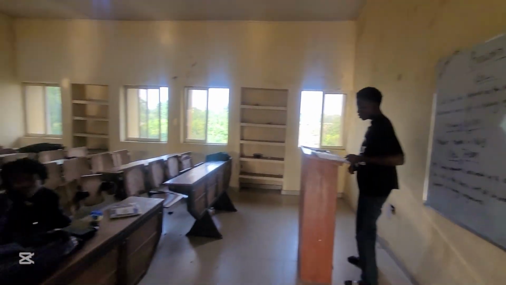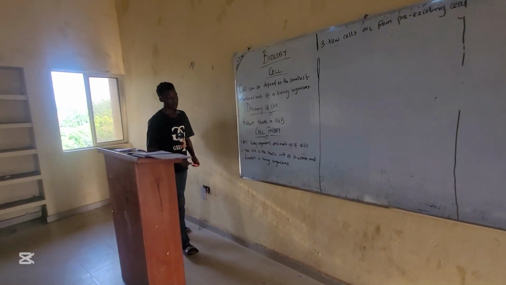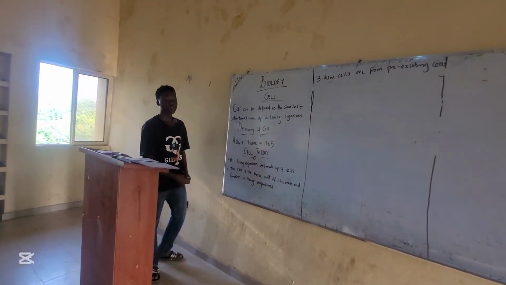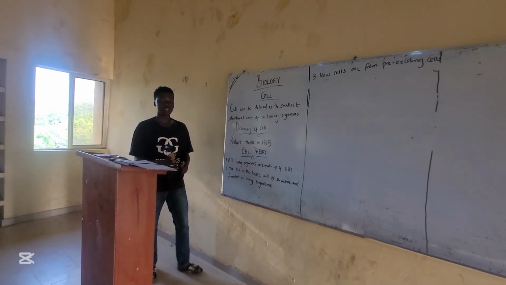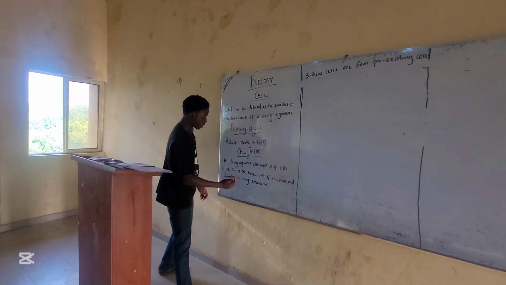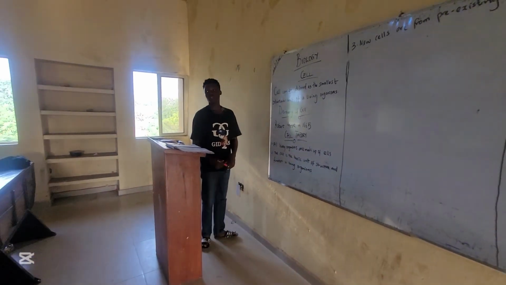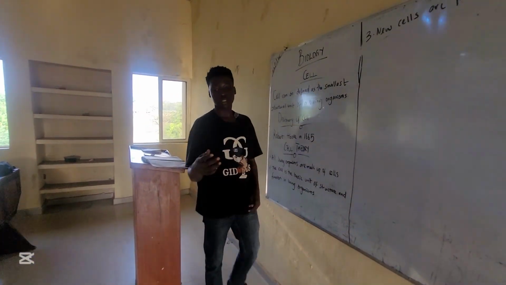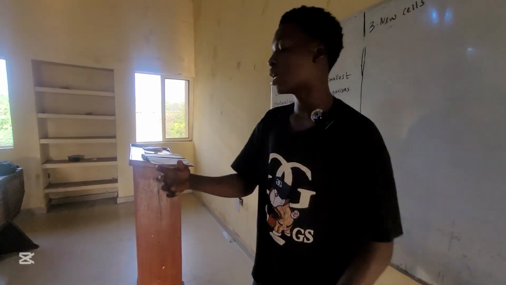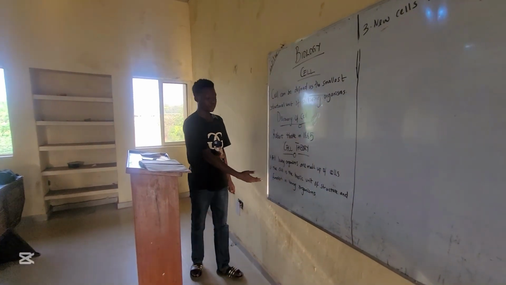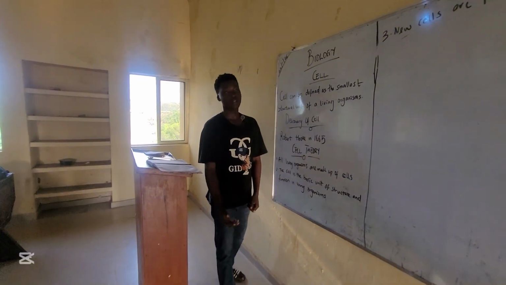So the cell theory, which was developed by Robert Hooke, says all living organisms are made up of cells. Like I said earlier, every living organism, from the smallest to the biggest, is made up of cells. Then the cell is the basic unit of structure and function in living organisms. So if there are no cells inside living organisms, such as plants and animals, there's not going to be a function or structure in them.